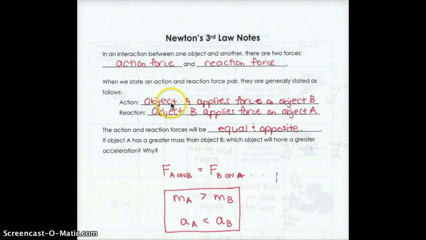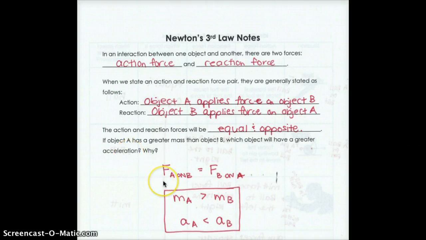And so I help them to see that A and B are the objects here. I tell them that no matter what size, no matter what mass the objects are, the forces will always be equal and opposite in every single situation. The only difference here for this question is that we're looking at which object's going to have a greater acceleration.